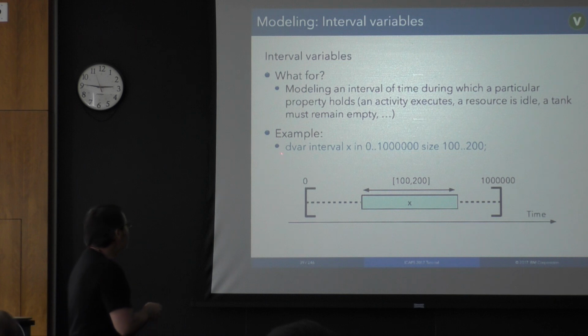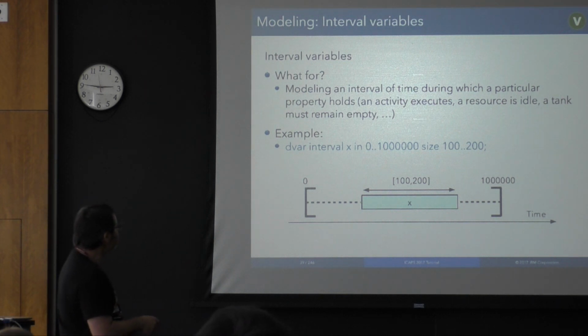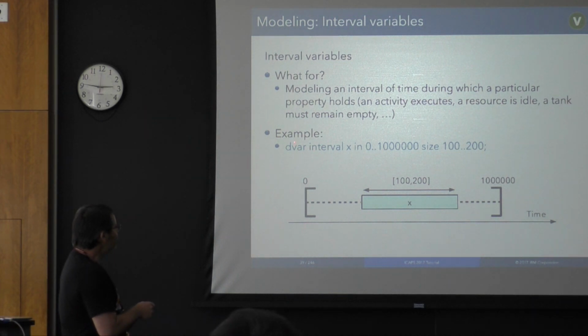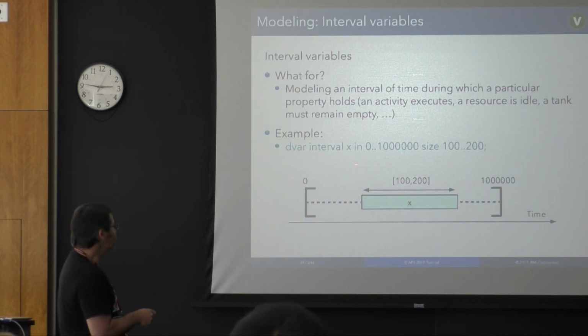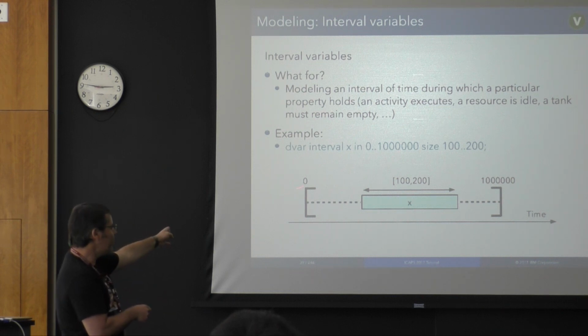And this is how we define it in OPL. I give you an example. This is a dvar, a decision variable of type interval. It's called x. Then you give the domain of the variable here. So you give a minimal start time and a maximal end time, so it must be scheduled between 0 and, let's say, 1 million here.